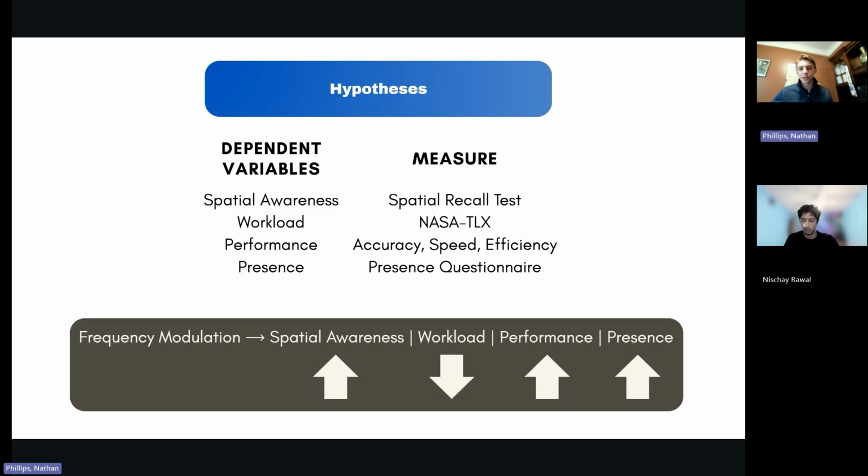For our between subjects tests, we wanted to measure how these two conditions would affect the following dependent variables: spatial awareness, workload for the user, performance during our task, and presence in the virtual environment. You can see on the right side what measures we're actually using to see if there's a change in these variables. And so our hypotheses were that frequency modulation would be better across the board, increasing spatial awareness, decreasing workload, increasing performance, and also increasing presence.